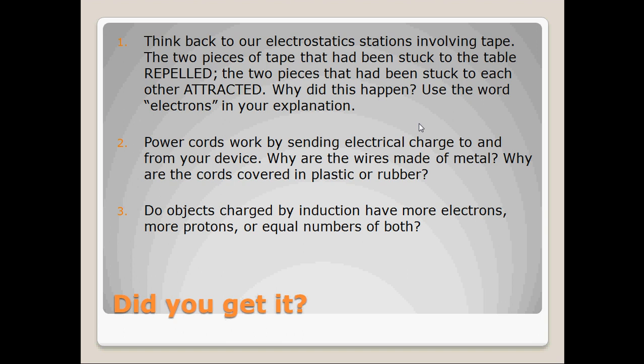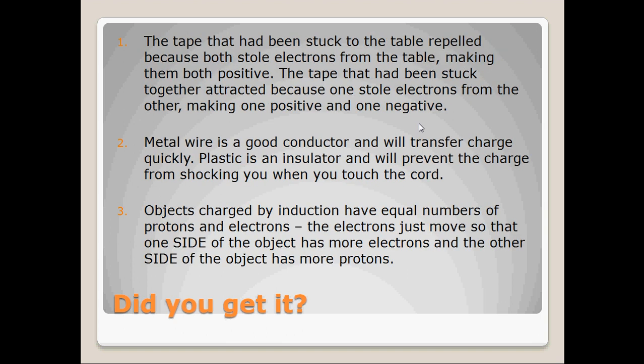Now, here are the answers that I would expect you to give me. First of all, those 2 stations with the tape. When we had the 2 pieces of tape stuck to the table, they both stole electrons from the table, so they were both negatively charged. That caused them to repel each other. Okay? I'm sorry. This says because they both stole electrons from the table, making them both positive. It should be negative. My apologies. They're both negatively charged. Okay.